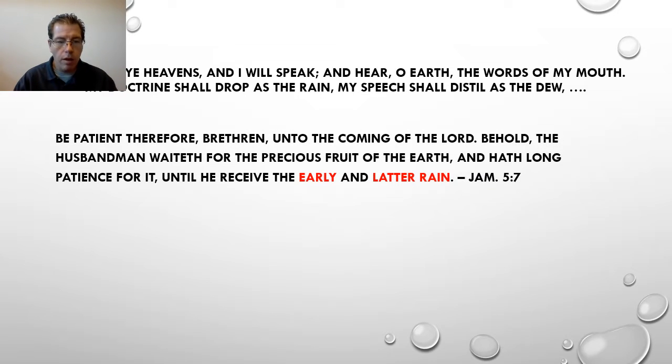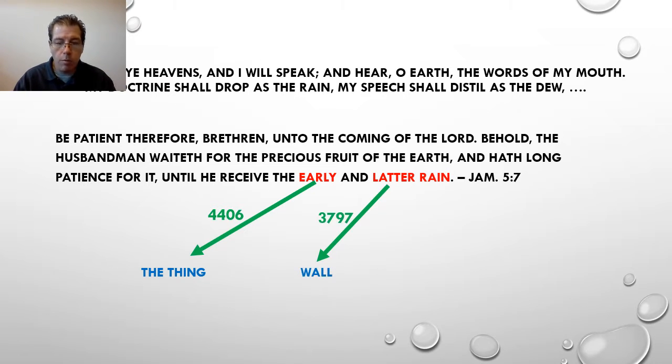So we saw James from chapter 5, be patient therefore, brethren, unto the coming of the Lord. Behold, the husbandman waiteth for the precious fruit of the earth, and hath long patience for it, until he receive the early and latter rain. So we just looked these words up, and we saw that this points directly to the writing on the wall and God speaking. Early points to the words that are written on the wall. This is the interpretation of the thing. Latter points to the wall on which it was written.